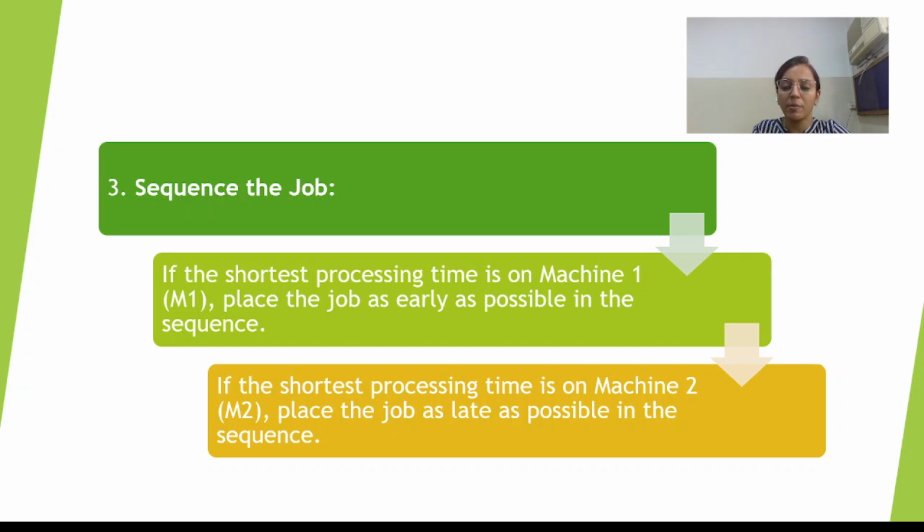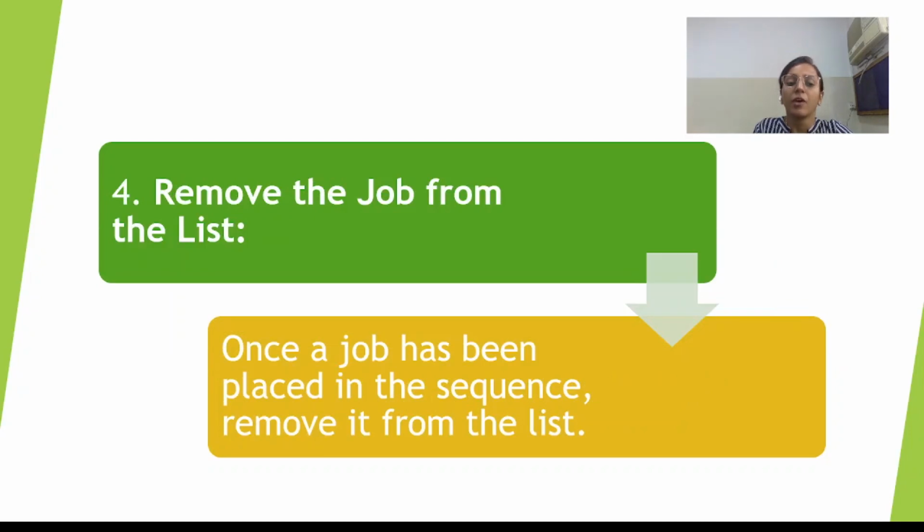But if the shortest time is on machine B, that is machine 2, then we place the job as late as possible in the sequence. So you have to remember this third point, that is the sequence of the job, right? The fourth point is to remove the job from the list. Once the job is done and given its place in the sequence, you have to remove that job and place it in the sequence where it is placed and remove it from the list.